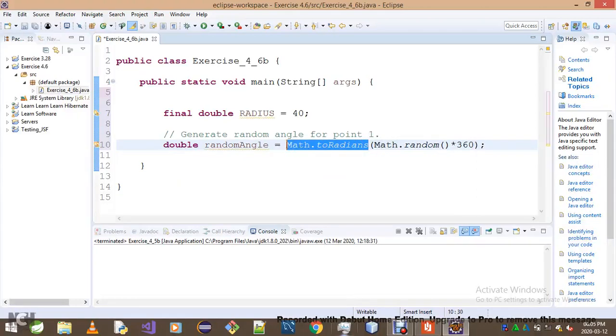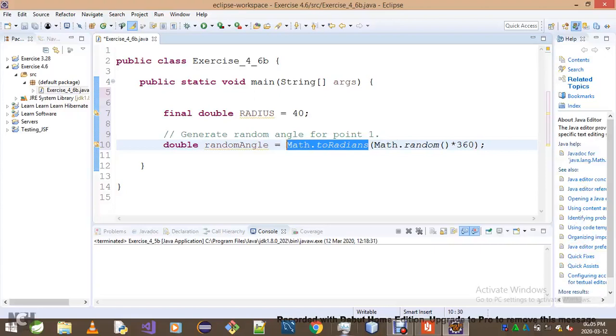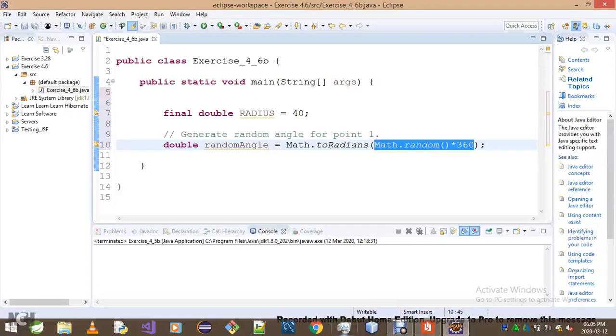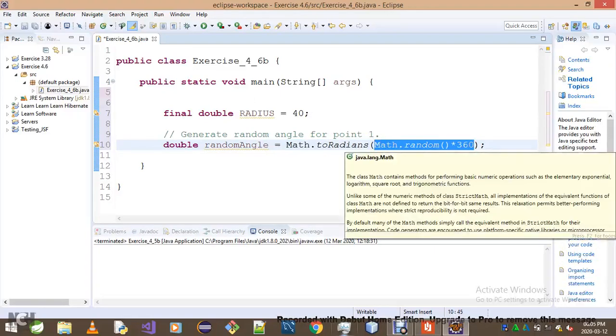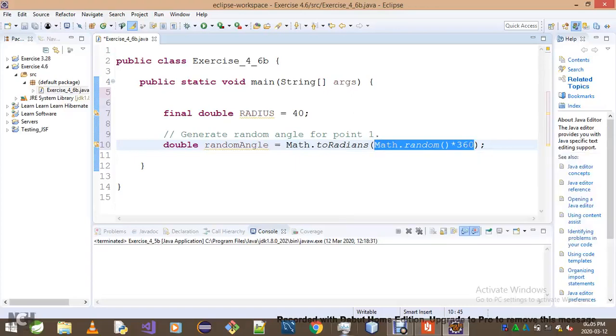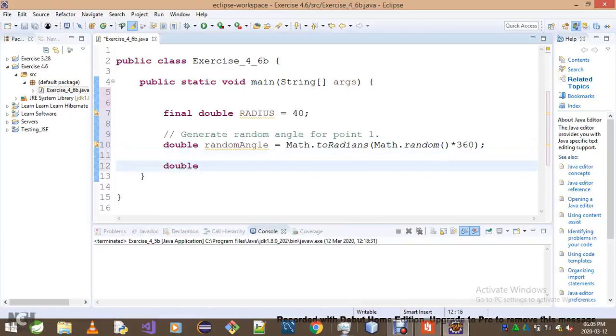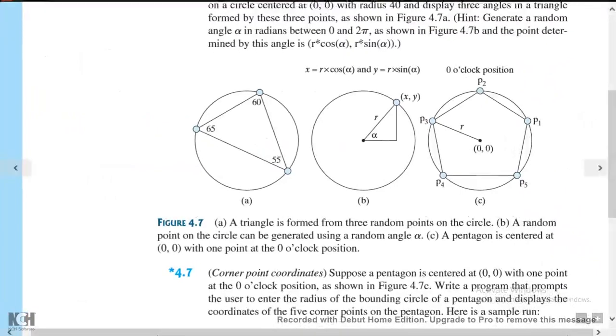This function alone converts whatever amount of degrees you have to radians. And then this right here is responsible for giving us a number between 0 and 360. That is it. What else do I want to do now? I want to compute x1. I hope everyone saw the formula here.